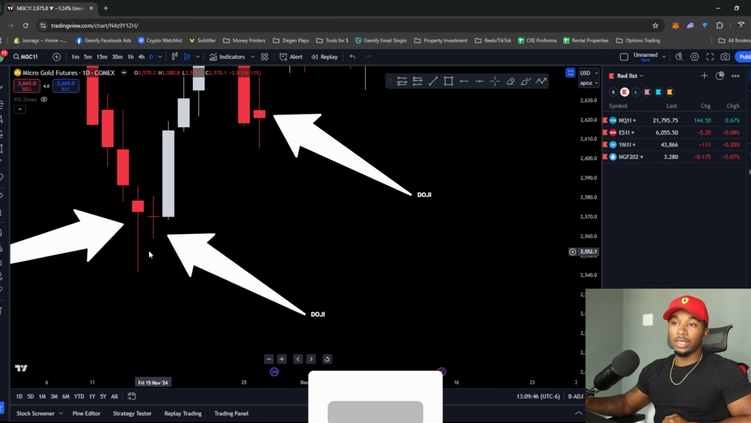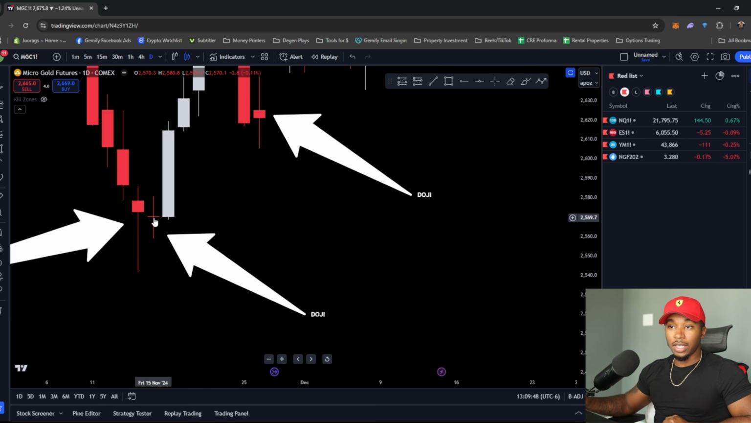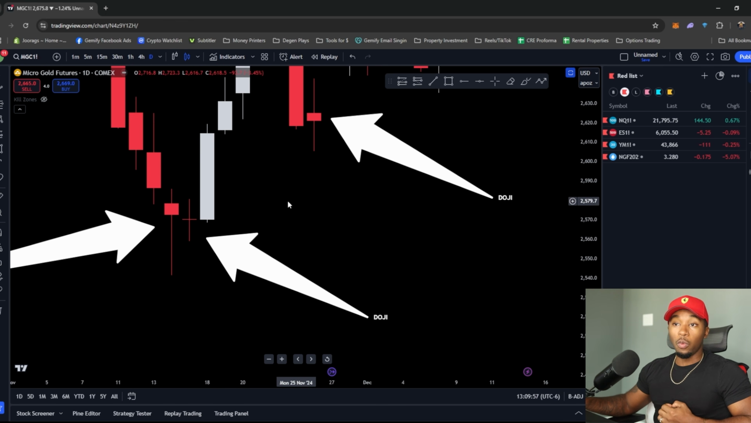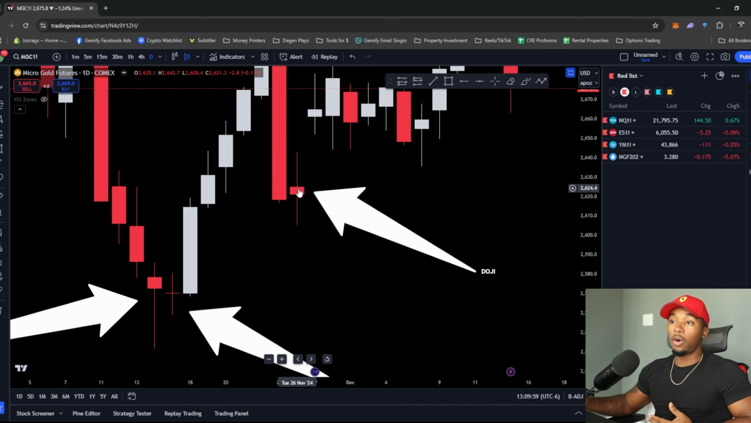All a doji candlestick is, is when you have a small body with wicks on the top and the bottom, preferably equal-sized wicks. Remember, wicks are those lines on the top and the bottom. So a doji is when we have a small body like this with wicks on the top and on the bottom, preferably equal size. They don't have to be completely equal, but close in size. And what this candlestick means is that there's indecisiveness.